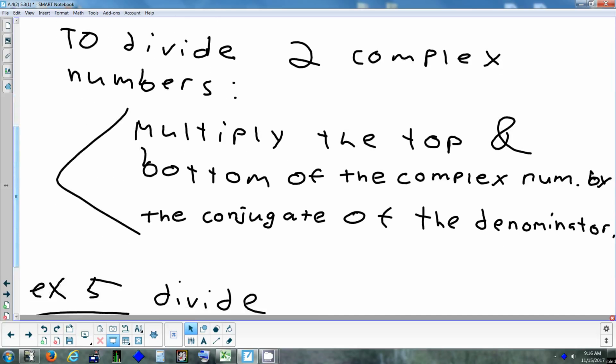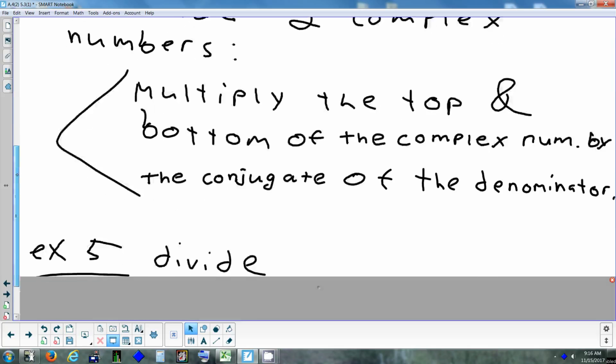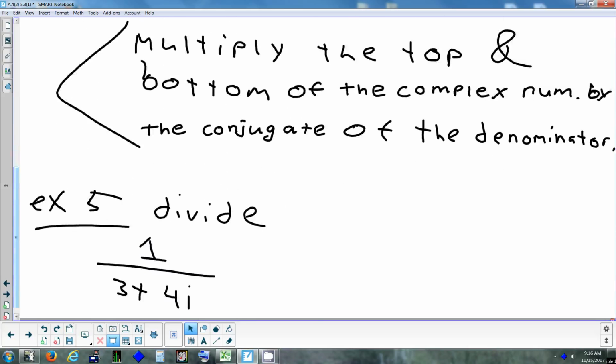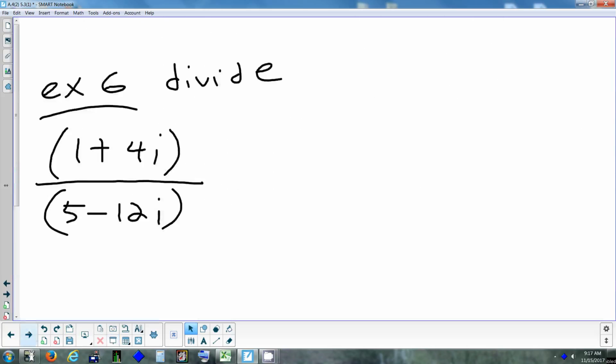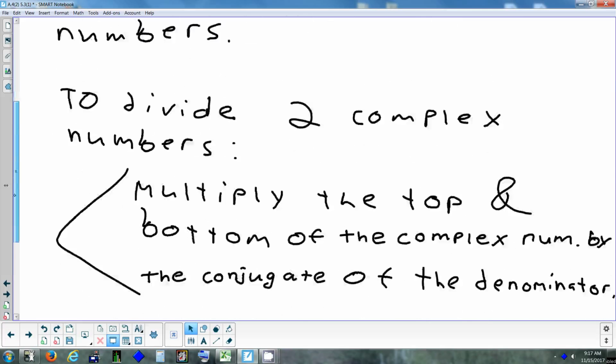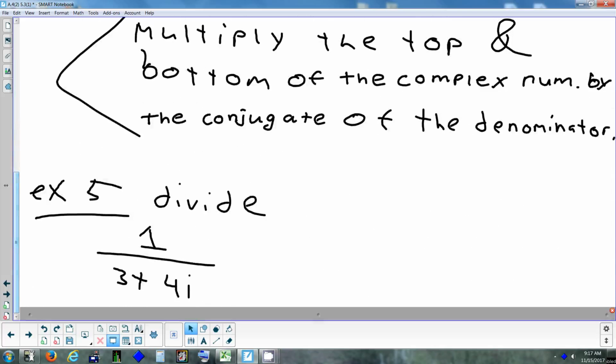Okay, so we'll look at a couple examples with division, and then that'll finish up our review of complex numbers. I want to divide 1 by 3 plus 4i. Now, this one's not as bad because in the top, it's just a single number. We're going to do one like this next, where the top is complex and the bottom is complex. But this one's going to be a little quicker.